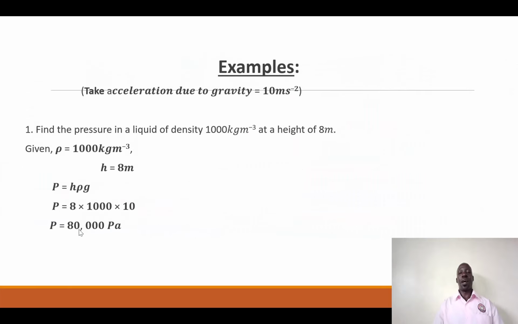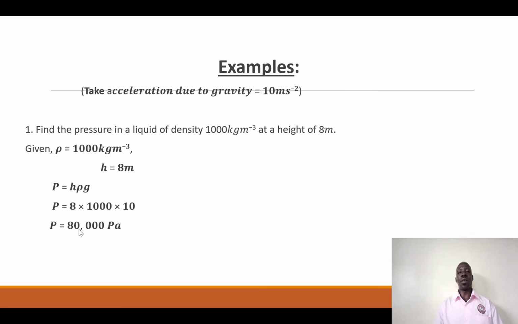Thank you very much for watching that video. We realize that pressure is directly proportional to depth, and an increase in depth is tantamount to an increase in the pressure. And remember, depth is the distance below the liquid surface.